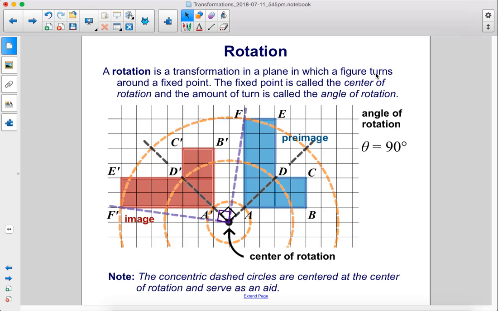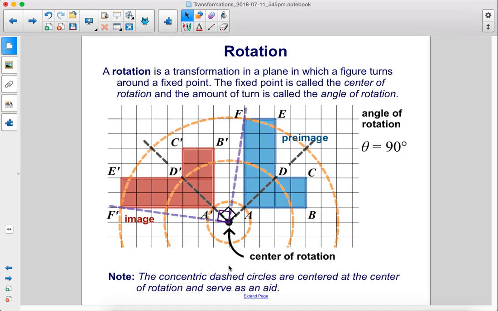Rotations. A rotation is a transformation in a plane in which a figure turns around a fixed point. The fixed point is called the center of rotation, and the amount of turn is called the angle of rotation. So here, the angle of rotation, theta, equals 90 degrees. The center of rotation is here.